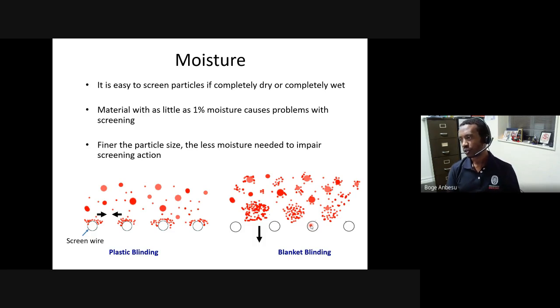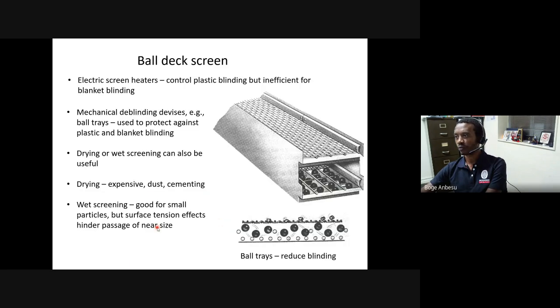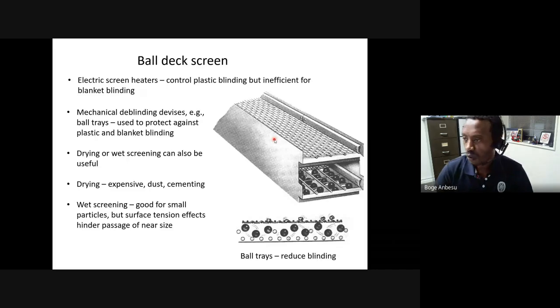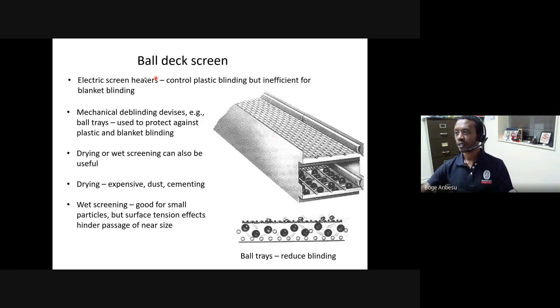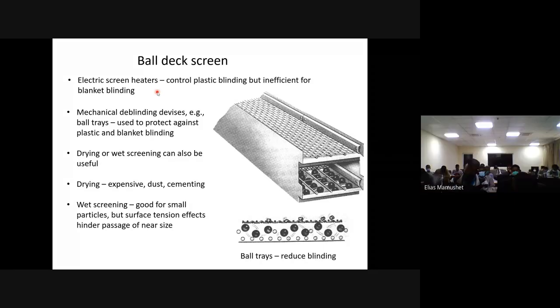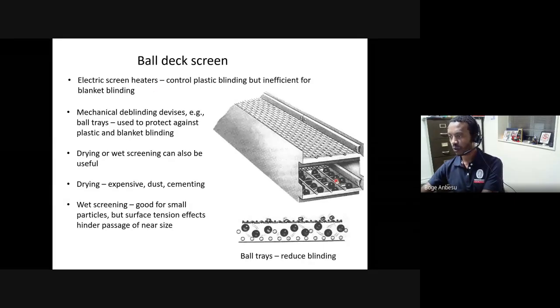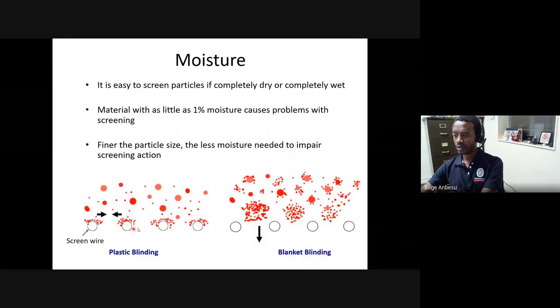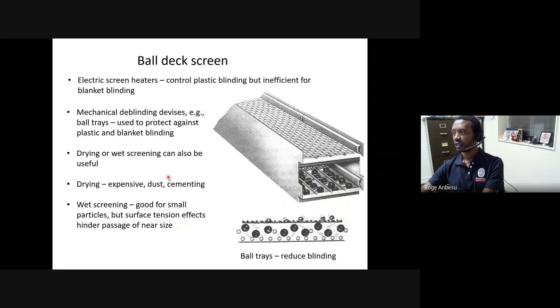So you need to use a mechanism. Either you need to make sure that the particles are dry before you feed your screen, or you can use other mechanisms to avoid this kind of blinding. So for example, one of the mechanisms we use for avoiding blockage of a screen due to moisture is heating the surface of the screen. Okay, so if I heat the wire here gently, then you prevent this from happening. So that can be an advantage to control plastic blinding.